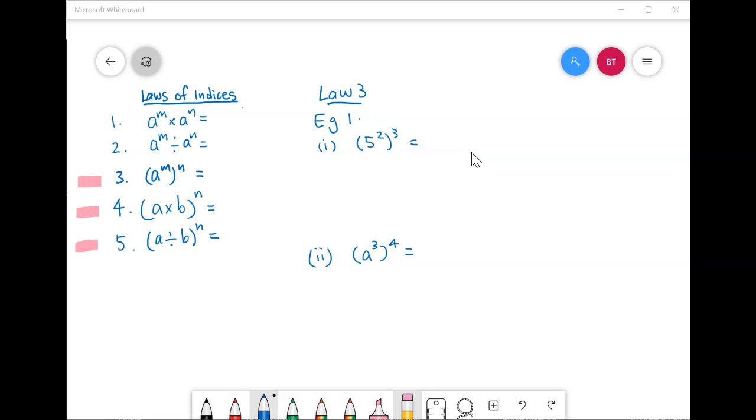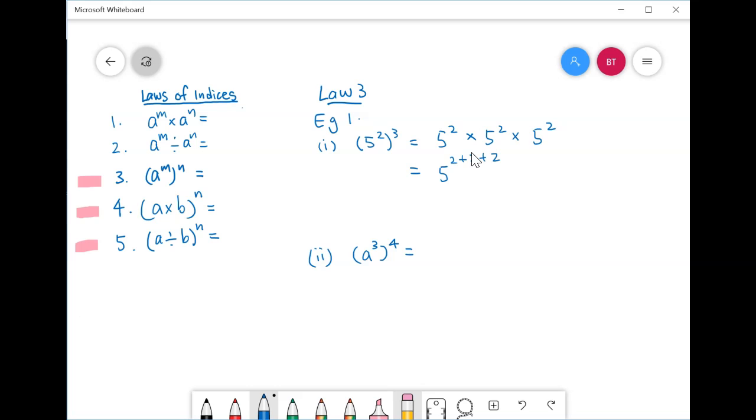In example 1 over here we see a situation of 5 to the power of 2 to the power of 3. It's similar to what we'll be looking at in law 3, a to the power m outside power n. So 5 to the power of 2 to the power of 3 becomes 5 to the power of 2, 5 to the power of 2, and 5 to the power of 2 getting multiplied together. We're going to use law 1 here to summarize this situation. Because all the bases are the same and they get multiplied together, I can write one single base 5, and the powers all get added together.